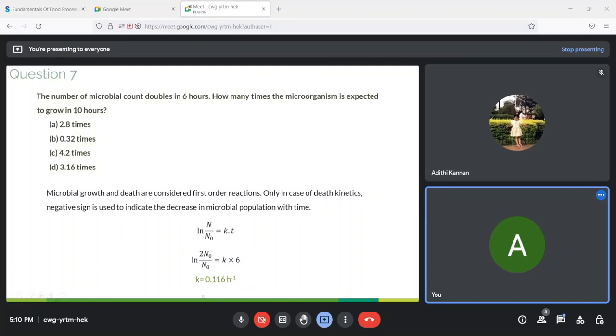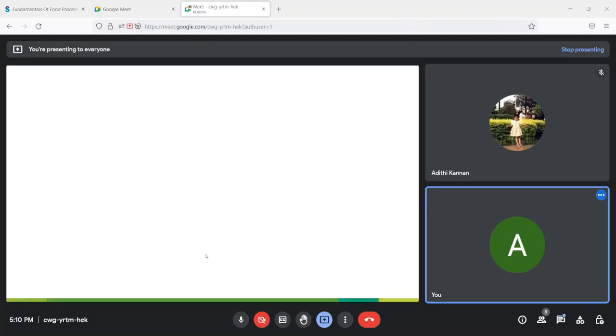And this k we will substitute back in this particular equation, and substitute time is equal to 10 hours, which is required for the question, and from there we'll calculate n by n naught. So k we'll substitute back as 0.115 or 0.116 per hour into 10 hours, which is your total time. That will give you ln n by n naught. So if you take an antilog, n by n naught is actually equal to e power 0.115 into 10, which will give you 3.16.